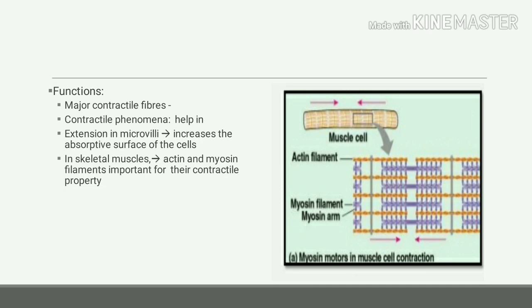As we have discussed, microfilaments are present in the microvilli. So they also help in the function of microvilli. What is the function? The absorptive surface of the cell is increased by the microvilli, and that is enhanced by the microfilaments. In skeletal muscles, the actin and myosin filaments that are present are also important for the contractile property of the skeletal muscle.